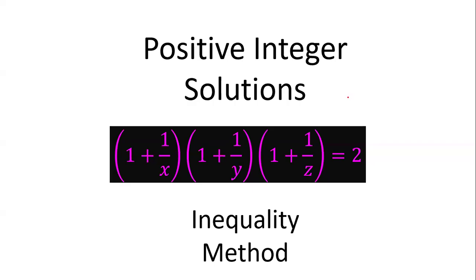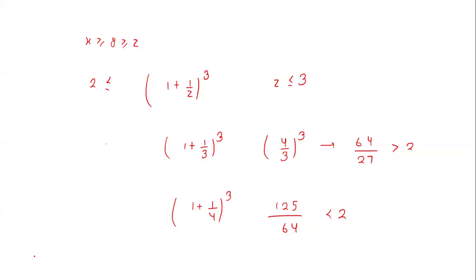So hello guys, in this video we are going to solve this problem. We have this equation: (1 + 1/x) multiplied by (1 + 1/y) multiplied by (1 + 1/z) is equal to 2, and we have to find the positive integer solutions of this equation. We will use the inequality method, and let's see how we can solve this.